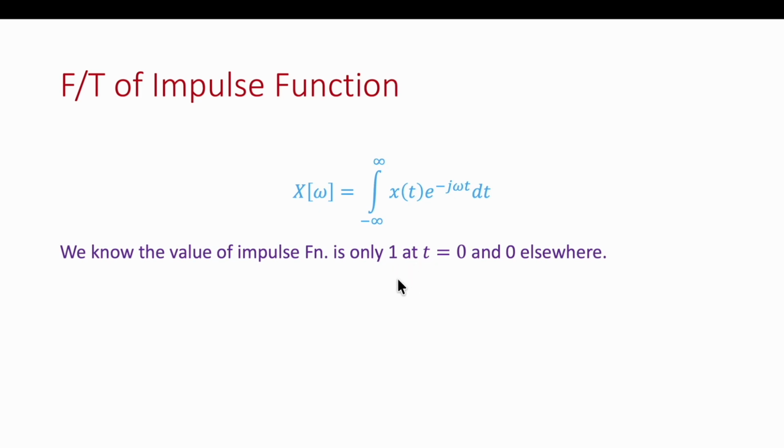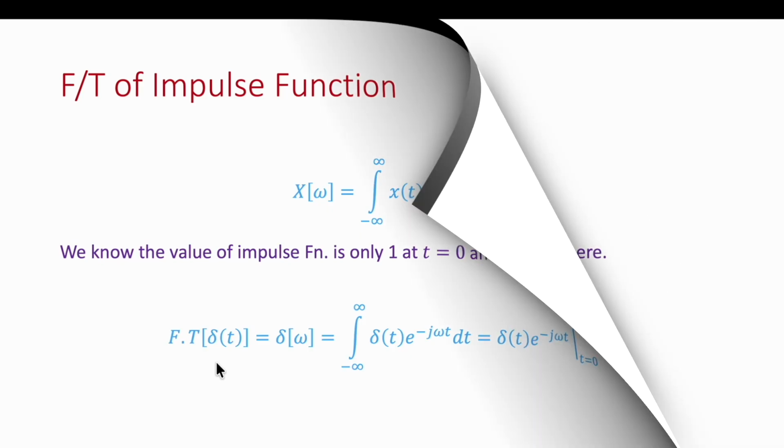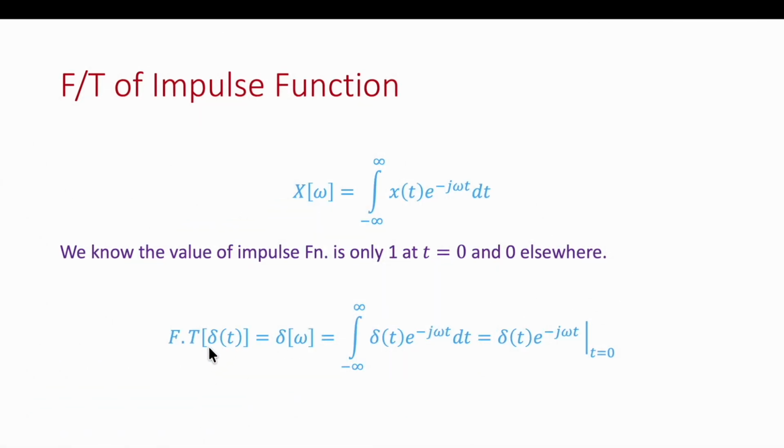So the function only has a value at t equal to 0, and the function is 0 everywhere else. Similarly, we can write x(t) as delta(t), that is the impulse function, and you are taking the Fourier transform of delta(t). If you take the Fourier transform of delta(t), it will be equal to the function in the frequency domain, the integral of delta(t) e raised to power minus j omega t dt.